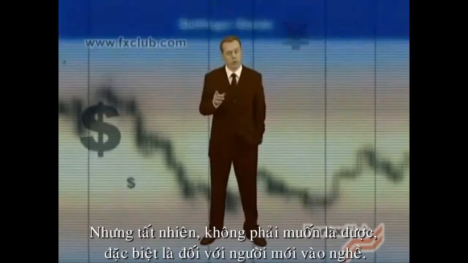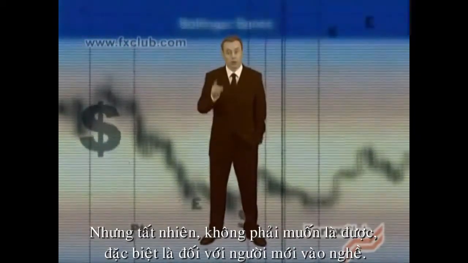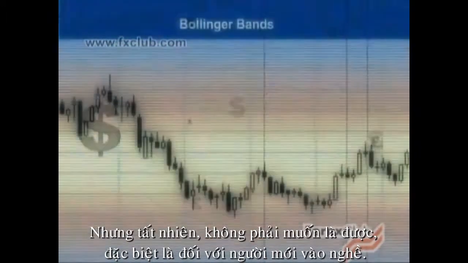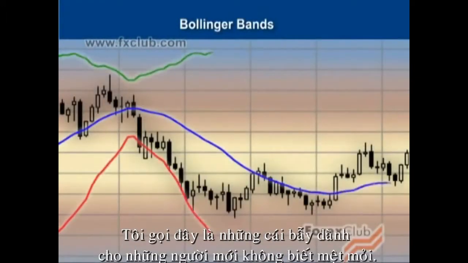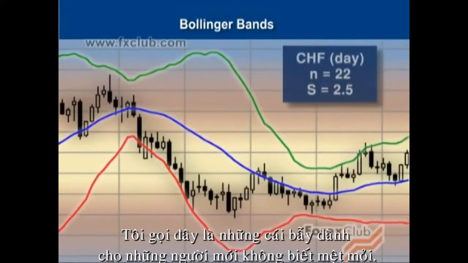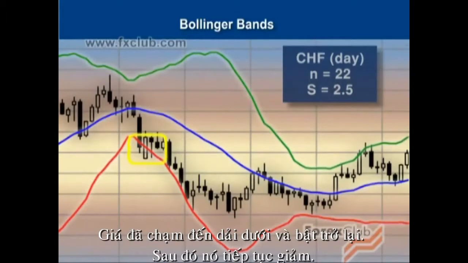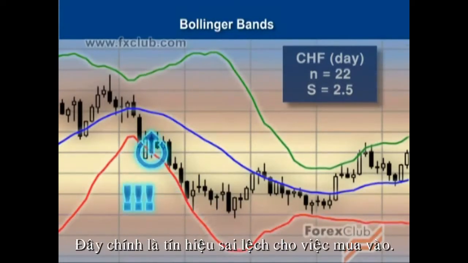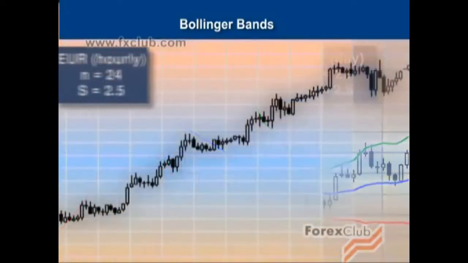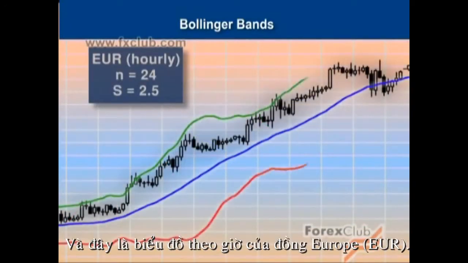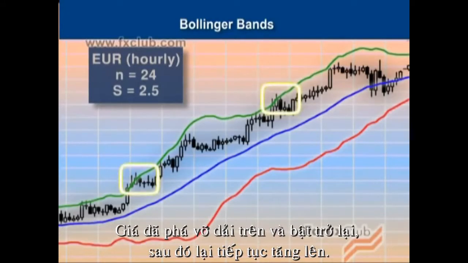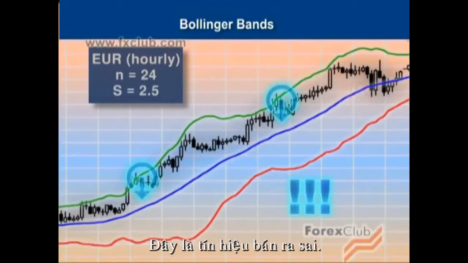But of course, it's not always so successful, especially for beginners. I'd like to call these scenarios traps for unwary beginners. This is a daily chart of the Swiss franc. The price has breached the lower band and comes back into the range, but then it continues its fall. It's a false buy signal. And this is an hourly euro chart. The price has broken the upper band, but then comes back into the range and then continues on its way up. It's a false signal to sell.